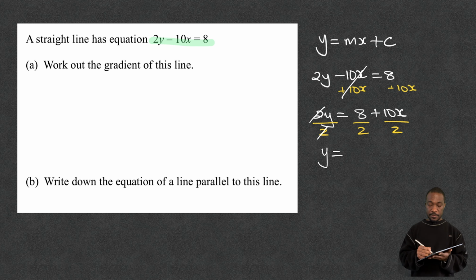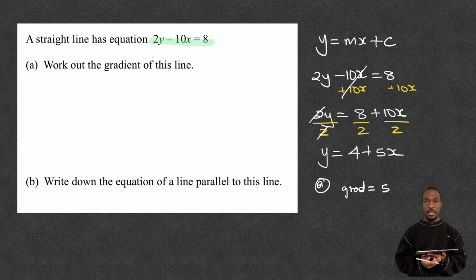And then 8 divided by 2 is going to be 4, plus 10 divided by 2 is going to be 5. So that's going to be 5x there. Now it looks like that, sort of, but it looks like that. And it's really easy to see here that the gradient of the line is 5. So the answer to question A is that the gradient is equal to 5. This is done. Now we go to the last part and finish up this video.